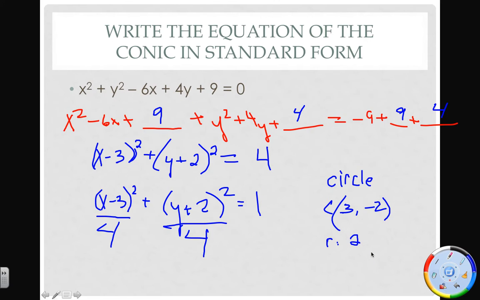I don't think I assigned any circles in tonight's lesson, or in today's lesson, but that's what a circle would look like. And we're going to do the same thing again for another problem that hopefully comes out with an ellipse.